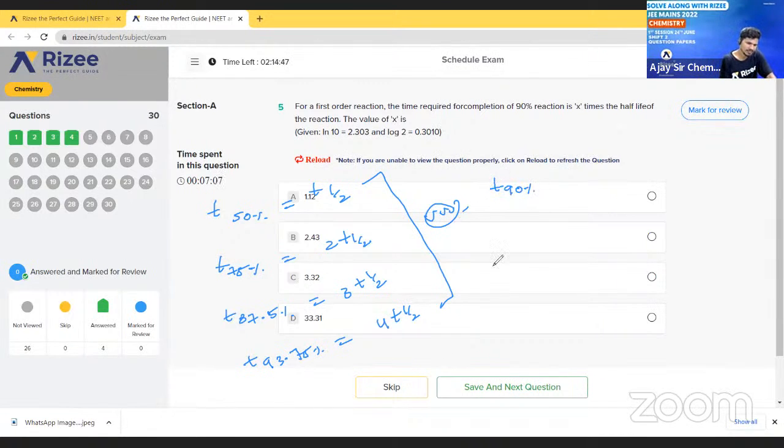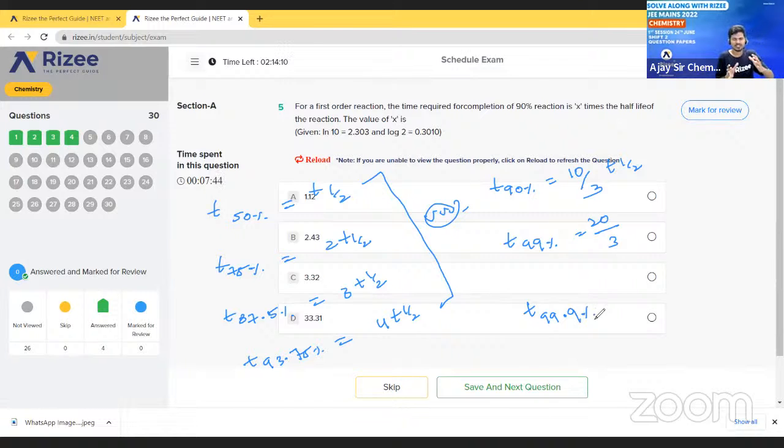I will tell three very important things. If the reaction is completed 90%, we have to simply use this formula, 10 by 3 T half. And if the reaction is completed 99%, 20 by 3 T half. I calculated these by putting the values in the general first order formula. So it will be very easy for you. It is a simple trick. You need not calculate.